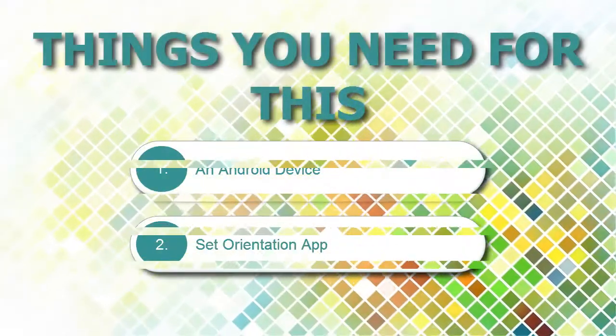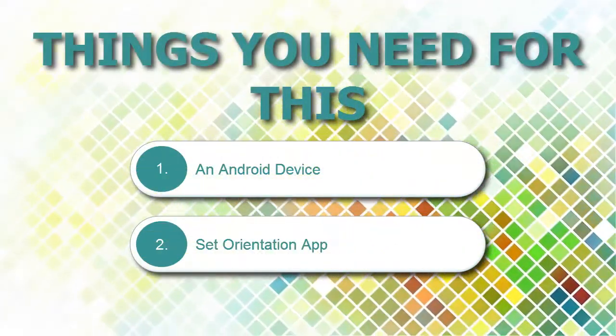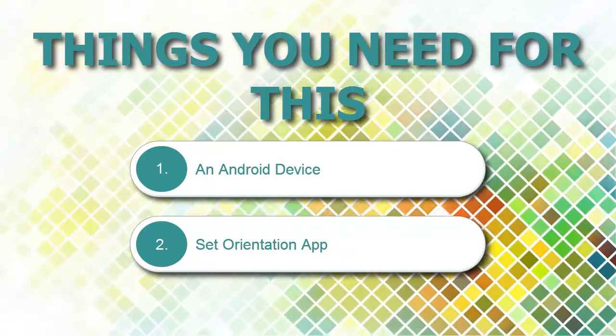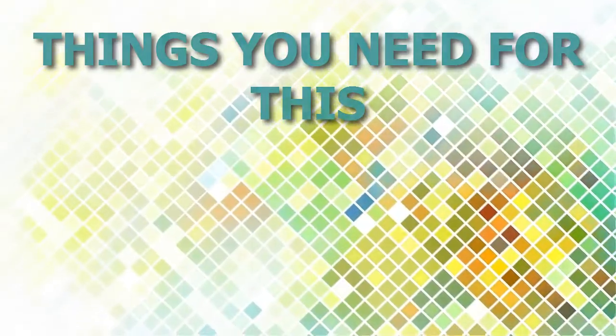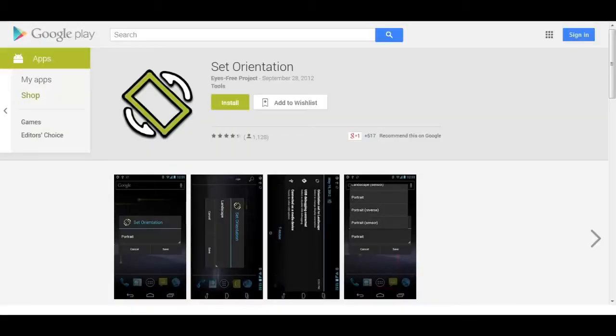in this video you are gonna see how to play Temple Run in landscape mode. And things you're gonna need for this are an Android device and the Sit Orientation app from the Google Play Store. First go to the Google Play Store and download the Sit Orientation app and the Temple Run game which you need. It can be any Temple Run game.